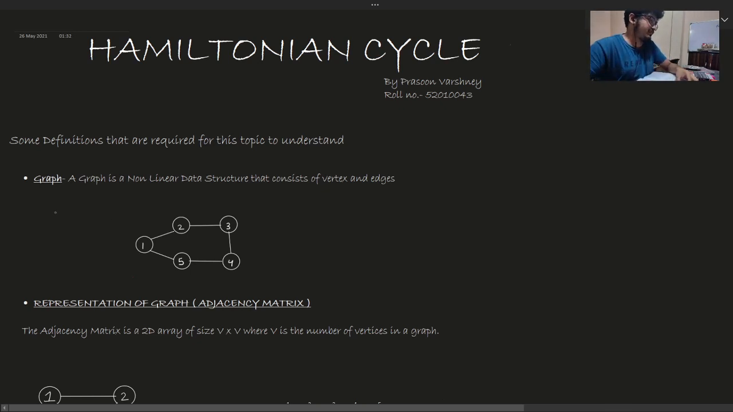Now, some definitions are required to understand this topic. First, we have the graph. As we all know, a graph is a non-linear data structure that consists of vertices and edges. This is a vertex and this is an edge. We already learned graphs in mathematics in our previous semester.